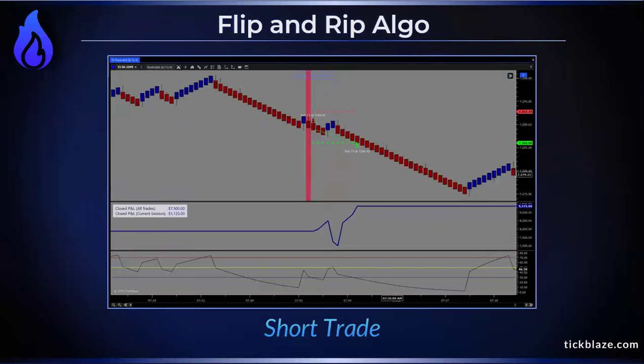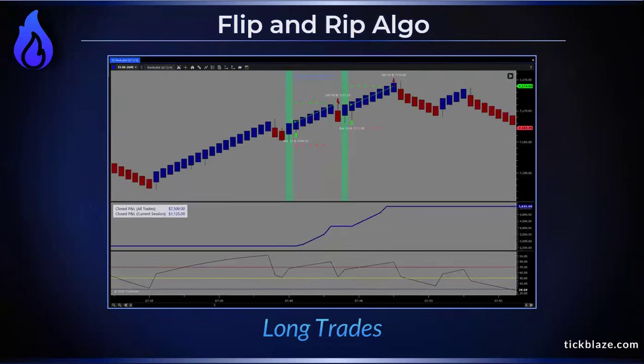Here's another one for shorts. You can see that there are no other signals on the chart, because the oscillator doesn't give the move. It gives you a really clean entry and push. Here's another one, back-to-back long trades. If the market's moving, you're going to see it.